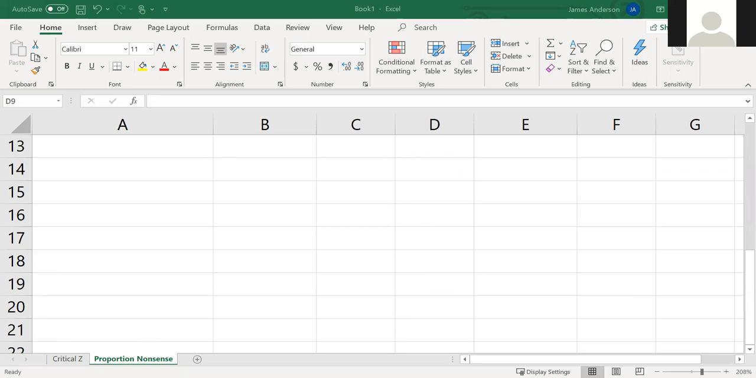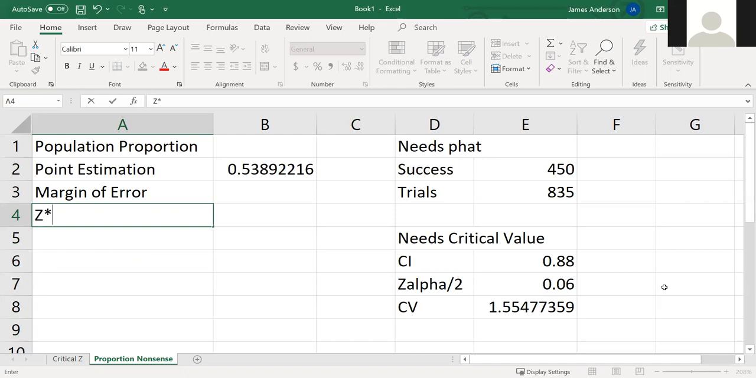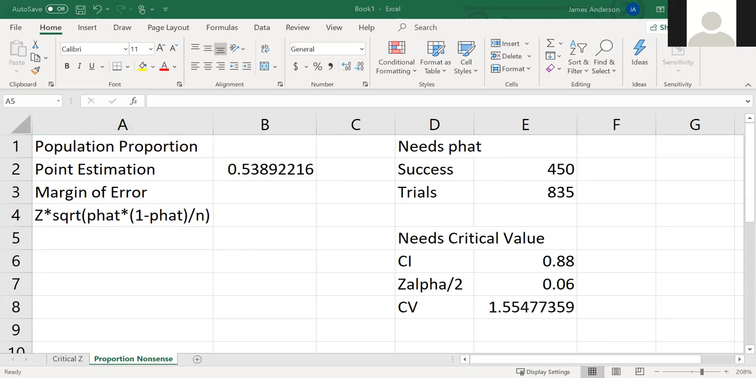What I need to do is, the formula is Z times the square root of P hat times 1 minus P hat over N. So let me go back to this and share it with people, what that actually looks like.